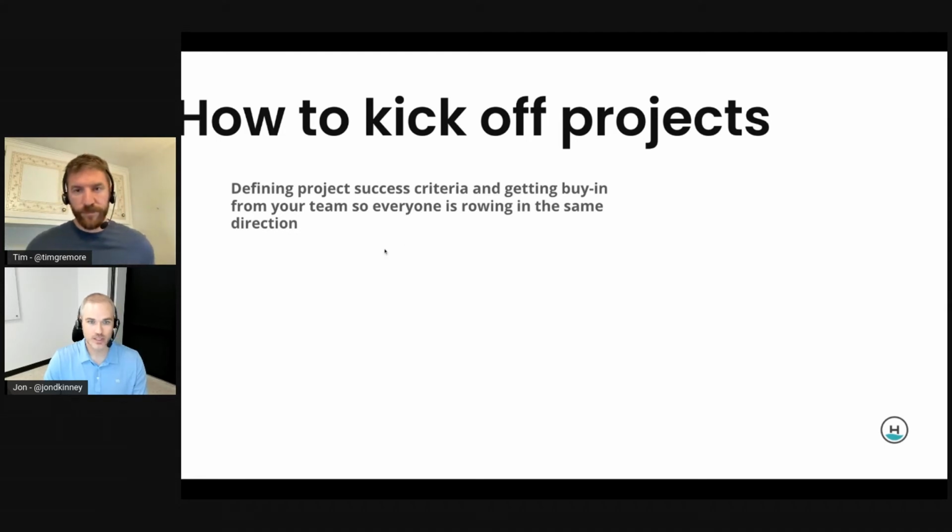So understanding that there needs to be constraints and some sort of success criteria to get buy-in from your team is the only way that we can all sort of get rowing in the same direction, for example.